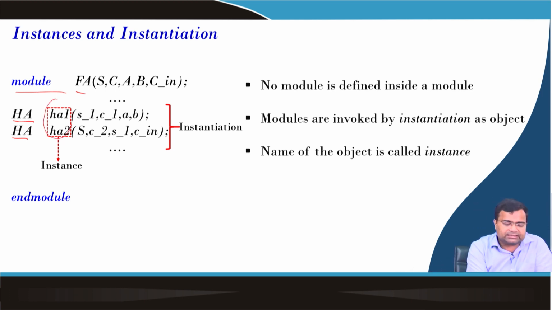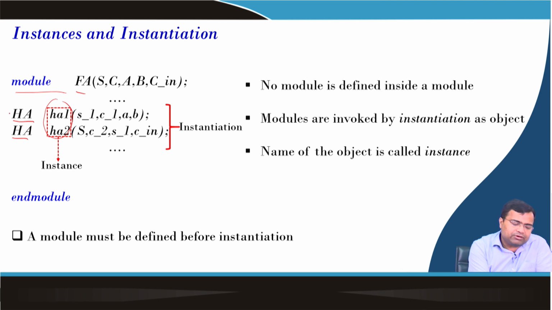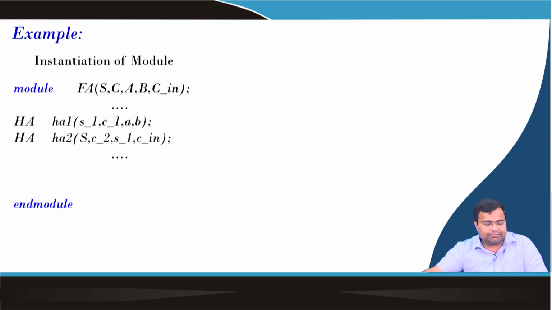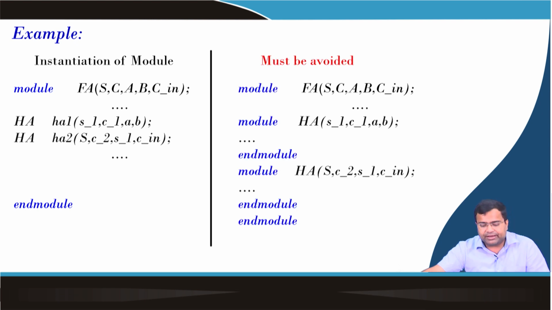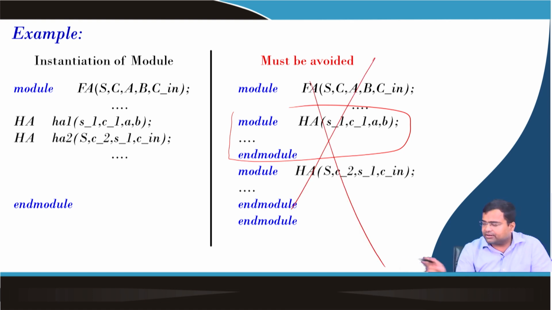These instances have to be separated out, and a module must be defined before instantiation. That means, whenever you execute this full adder circuit, you must have a functional half adder module ready. Example, if you instantiate a full adder module, we cannot define another module for half adder inside it. This must be avoided. This is not permitted, but we have to separately create a module for half adder, and you can call it inside this full adder module.